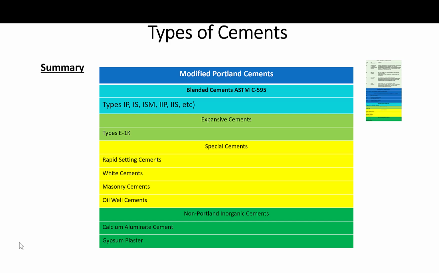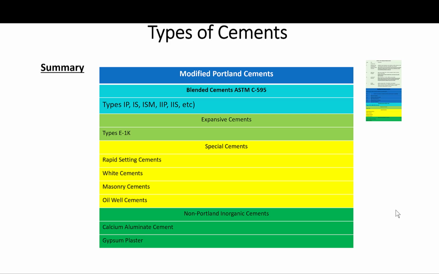Okay, these are the other types. I just summarized them here so that you have them for reference for those later lectures I talked about. We have the blended cement, various types. We have the expansive cement, for example, type E1K. We have these special cements, the 4 types. We have the non-Portland inorganic cements, the calcium aluminate and the gypsum plaster. This is for reference. I will talk about those in later lectures.